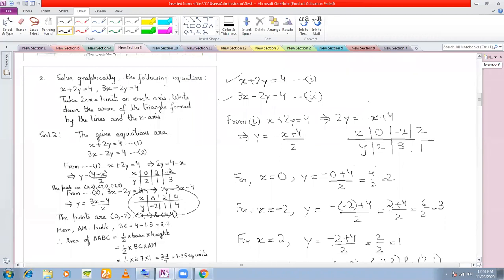Now we consider the first equation. Now from one, we first wrote y as a dependent variable. That is why I wrote y in terms of x.